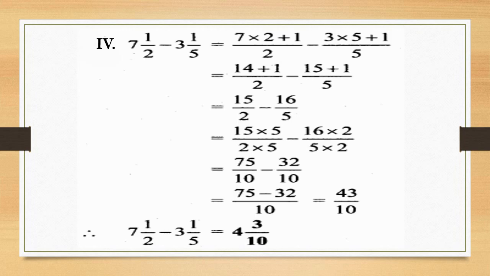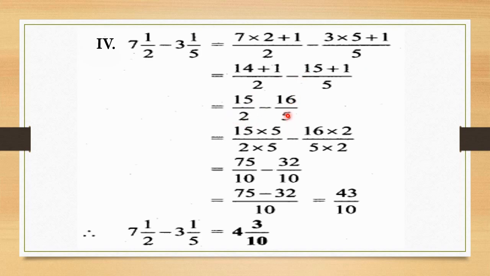Question number 4, 7 and 1 by 2 minus 3 and 1 by 5. So 7 multiplied by 2 plus 1 upon 2 minus 3 multiplied by 5 plus 1 upon 5. So here you will get 14 plus 1 upon 2 minus 15 plus 1 upon 5. So 14 plus 1, that is 15 by 2 minus 16 by 5.